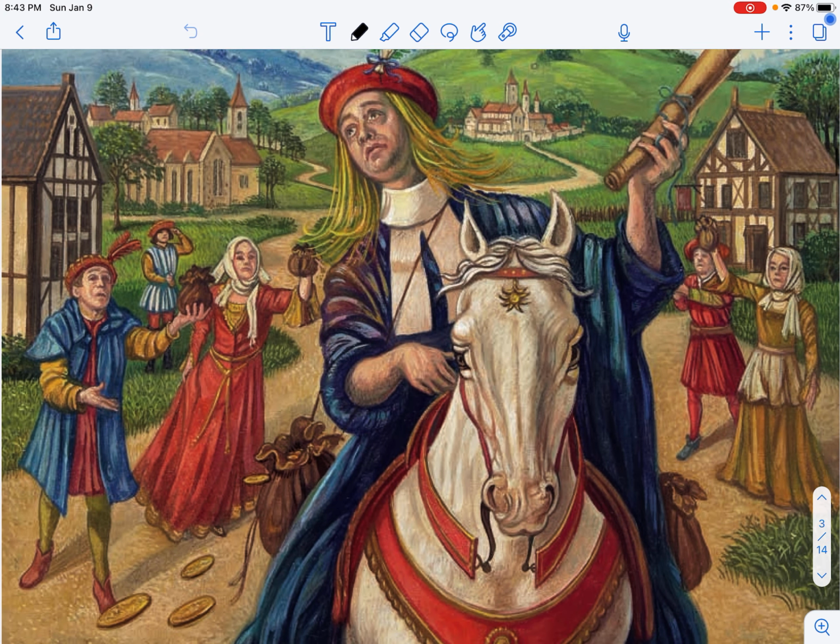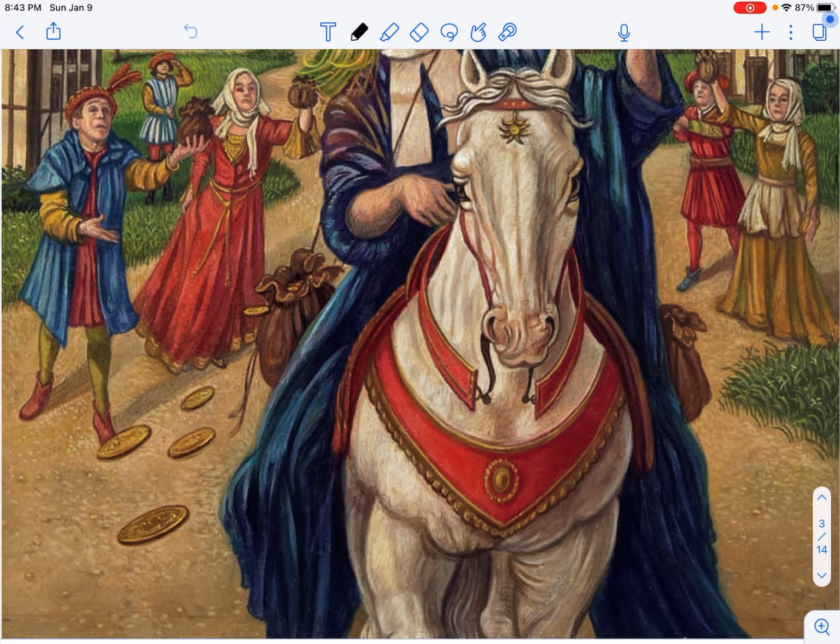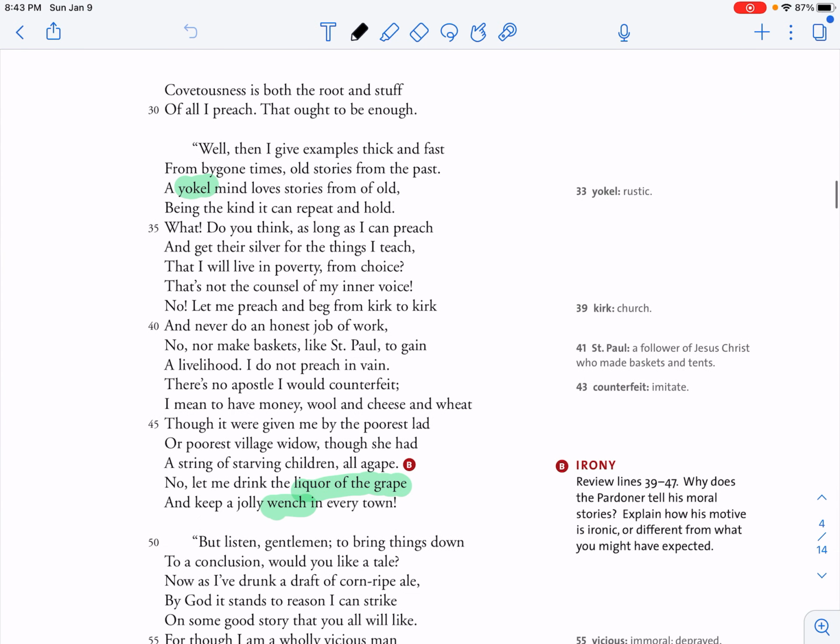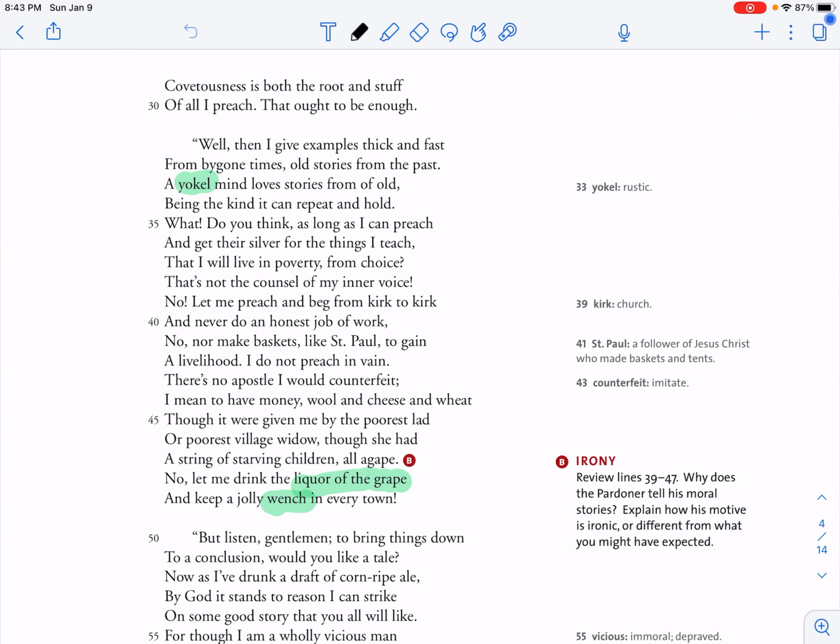And there he is, the pardoner. And the peasants are bringing him money so they can get their sins forgiven, right? And this is a satire, too. Chaucer was making fun of these kind of people, right? That's what he was doing. He was having fun. Covetousness is both the root and stuff of all I preach. That ought to be enough.